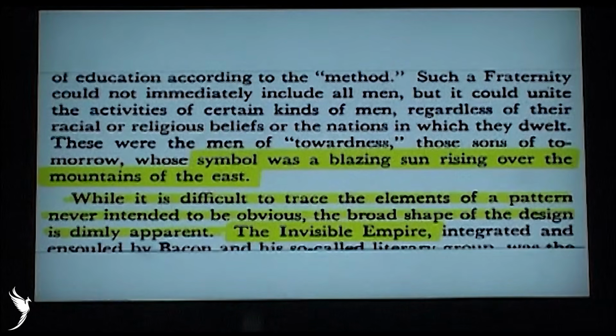He goes on to say, while it is difficult to trace the elements of a pattern never intended to be obvious, the broad shape of the design is dimly apparent, an invisible empire in the Empire State, New York. So this invisible empire is using the symbol of the blazing sun rising over the mountains of the east.